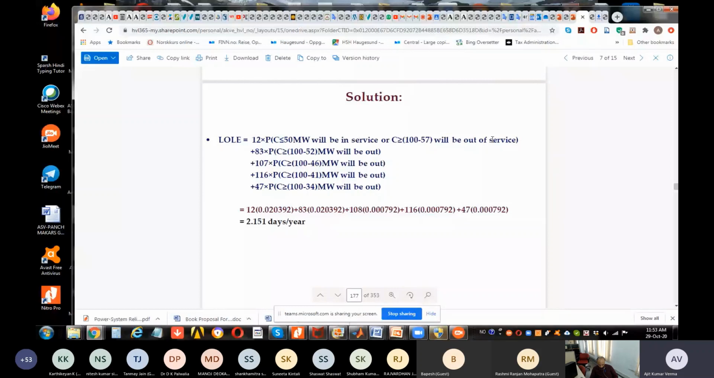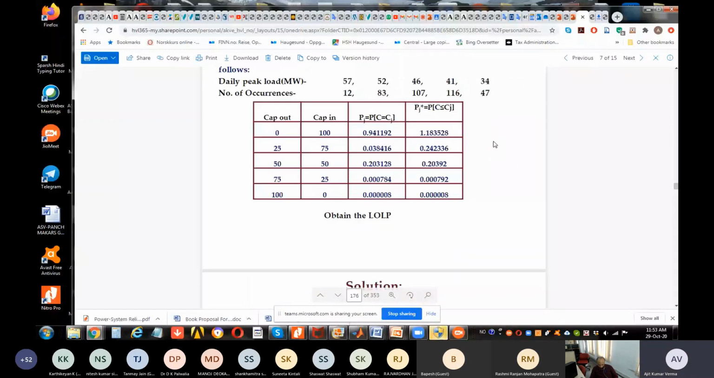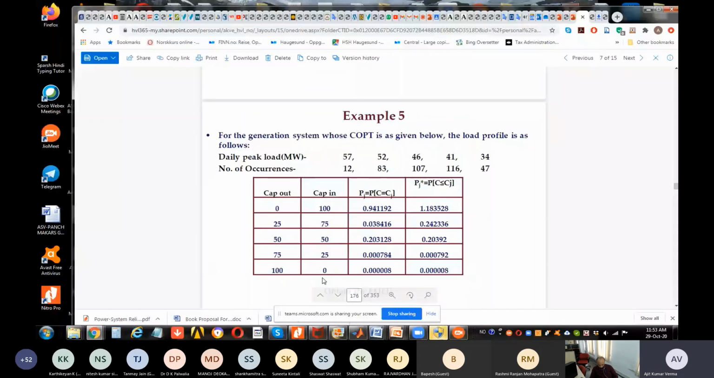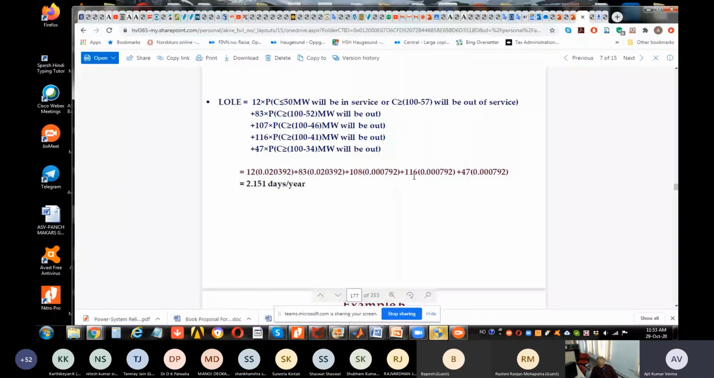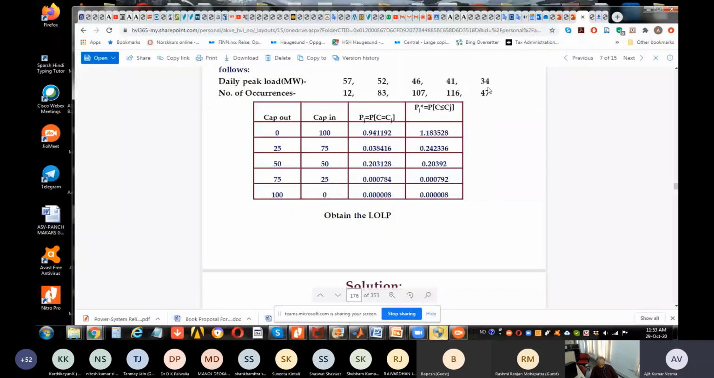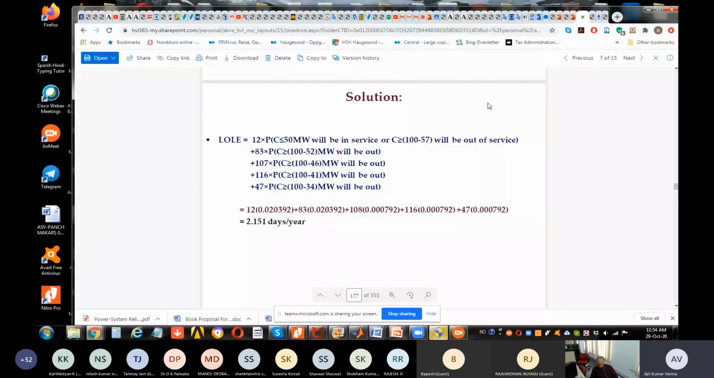Then 41, again these same two, you have 0.000792 multiplied by 116, and then you have 34. So 34 means 50 is not going to cause a loss of load, but capacity in 25 will cause a loss of load. So again, the cumulative probability 0.000792 in all the three cases multiplied by 47. This is not 108, this is 107, typo. So 2.151 days per year is what you get, when you finally multiply those values with 365.